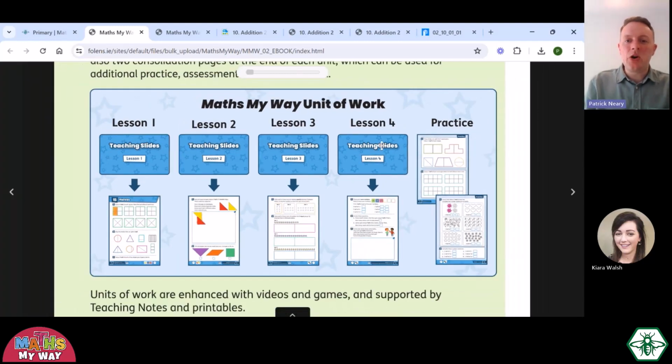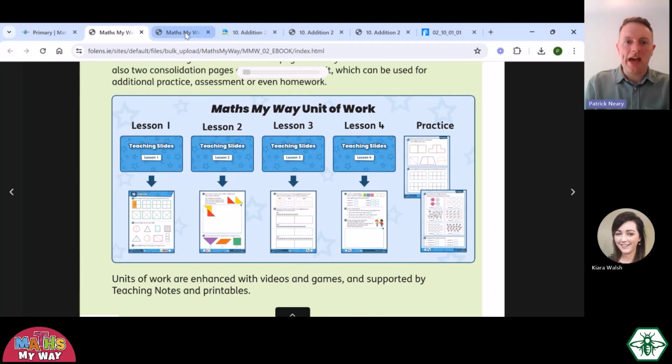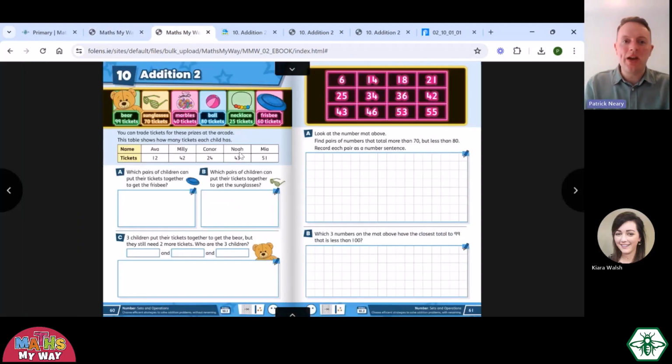Just to look at how a unit looks in the book. Looking at Addition 2 in second class, that's on page 60. You have your first page with your strand unit and your lesson focus. Here it's: choose efficient strategies to solve addition problems without renaming.